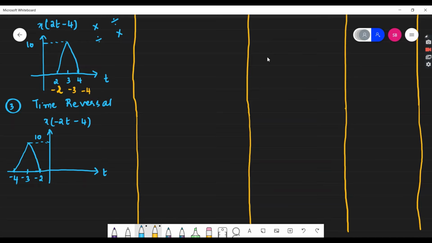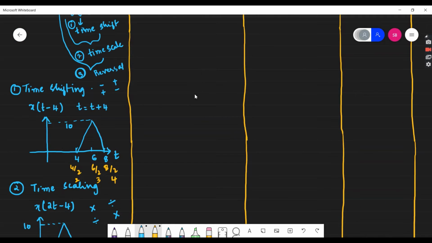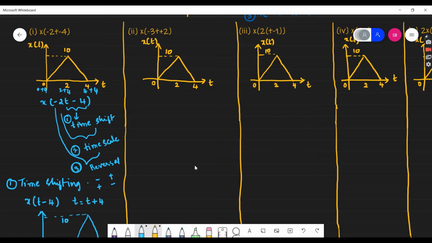So let us go with the second problem. Similarly, here it is in terms of a plus sign. Here it was minus, here it is plus now. So I want the signal in terms of x of minus 3t plus 2. In this also there is a time shift operation and I am having 3t. So t is multiplied with some constant value, which is nothing but a time scaling operation. And finally, I am having a minus sign for 3t plus 2, which is called a time reversal operation.